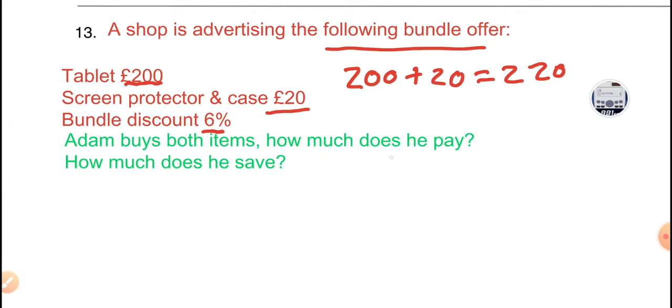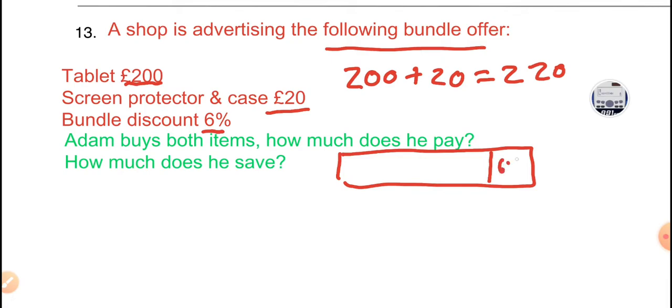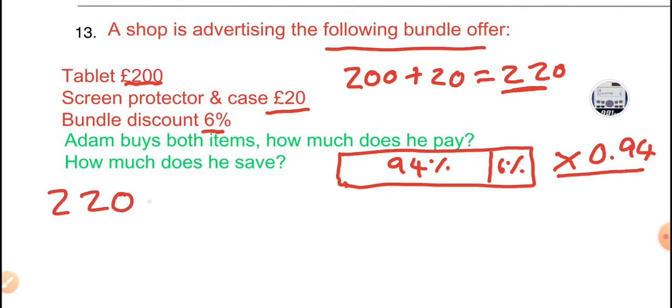So the 100% is represented by this rectangle. It's going to decrease by 6%. So that means we're actually going to pay 94%. So a 6% reduction would mean we're only paying 94%. So as a decimal multiplier, a 6% reduction we would write as times by 0.94. So on our calculator, we will do £220 times by 0.94 to get our answer.